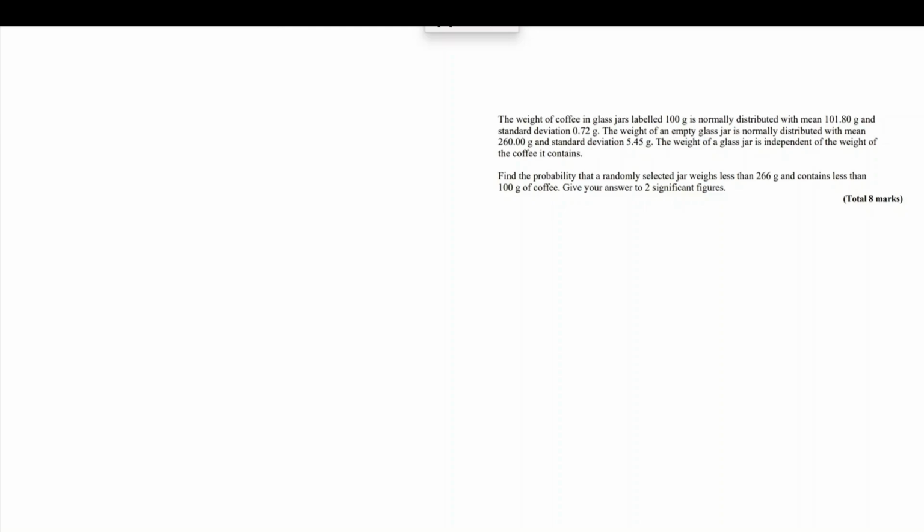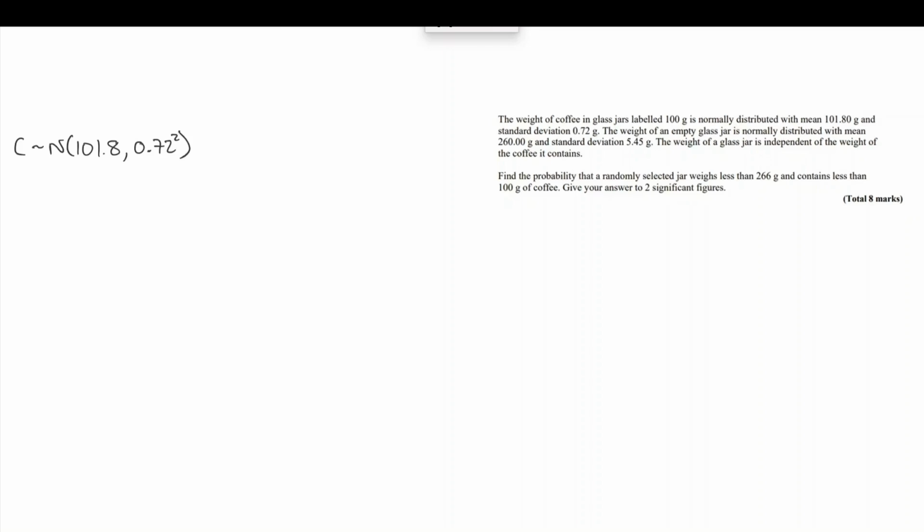In this question, we're first told that the weight of coffee in a glass jar, labelled 100 grams, is normally distributed with a mean of 101.8 and standard deviation 0.72. So, although the label says 100 grams, the manufacturer actually puts in a little bit more. At least the mean that they put in is a little bit more. Let's just get down this distribution. So, C follows a normal distribution, 101.8, 0.72 squared.